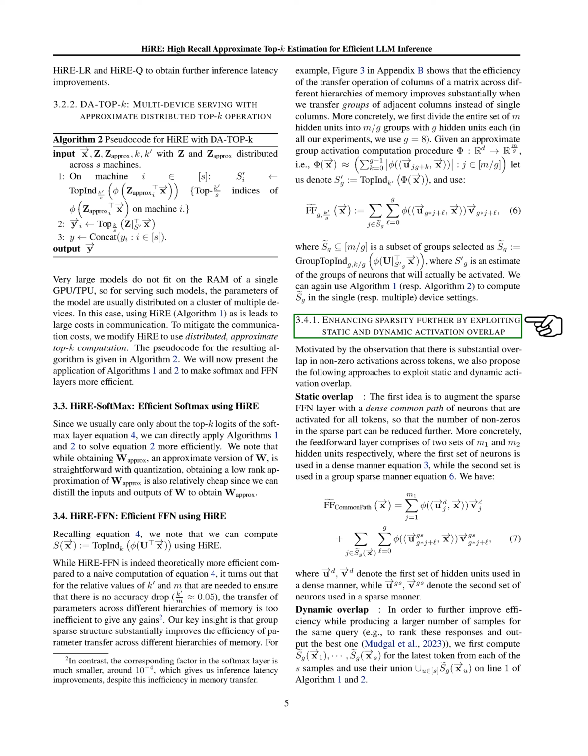Section: Dynamic Overlap. In this section, we delve into the concept of dynamic overlap. To enhance efficiency while generating a larger number of samples for the same query, for instance, to rank these responses and select the best one, we initially calculate the scores for the latest token from each of the samples. We then take the union of these scores across all samples on the first line of our algorithm.